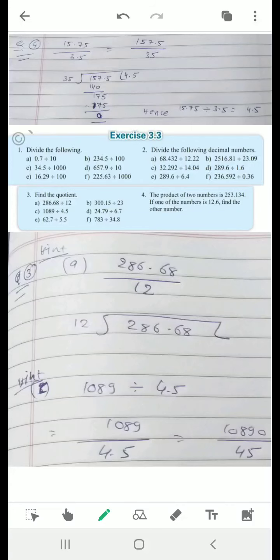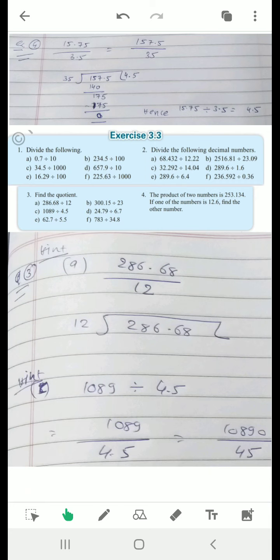Dear students, now I will continue with our topic, that is division of decimals. In the last video I explained a few examples, and I also explained how to divide a decimal number by 10, 100, 1000, 10,000, etc. So try to solve question number 1 and 2 of exercise 3.3 using those examples.